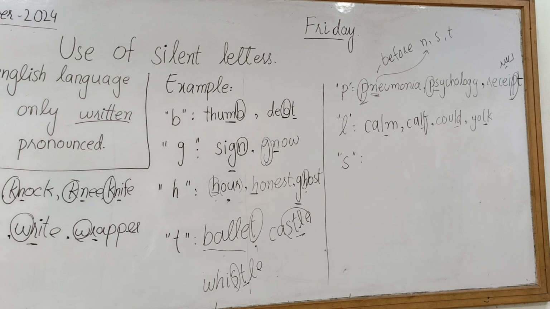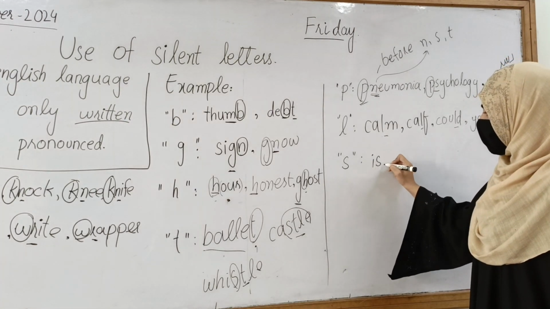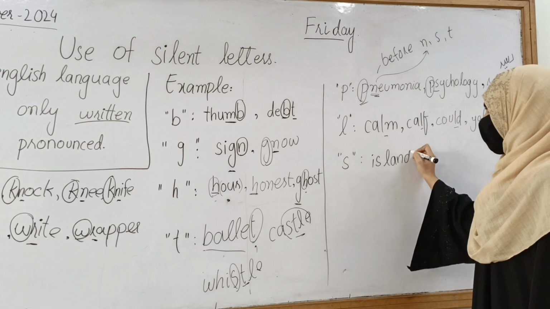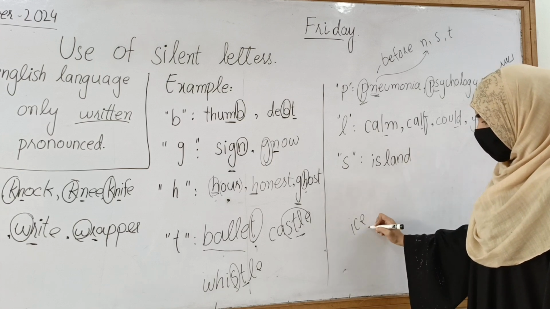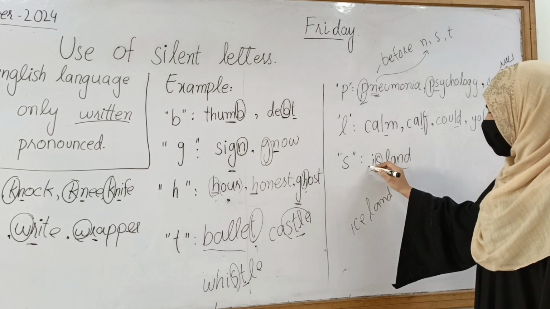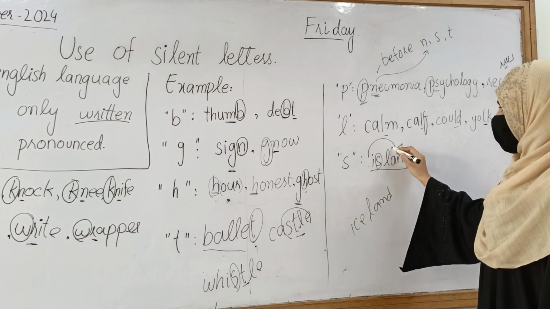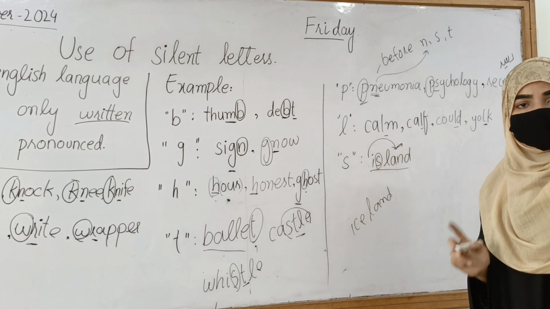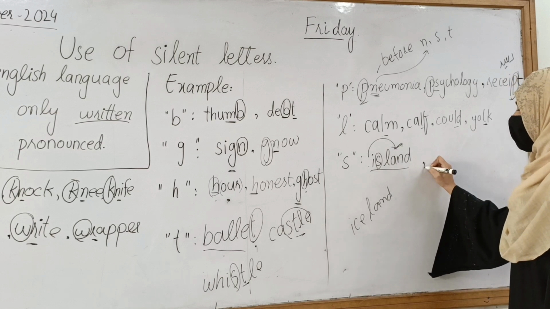S is silent in some French derived words, and after I in most words. We have the example of island. It's not pronounced Iceland. Iceland is pronounced like this. It's island. S is silent. Land. Getting me? It's island. S is silent. And then we have a French derived word.